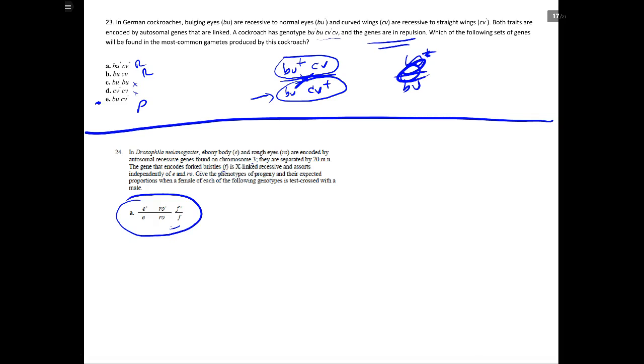Give the phenotypes of progeny and their expected proportions when a female of each of the following genotypes is test crossed with a male. And I just gave you one. So it said each of the following genotypes, but I just thought I'd do one example. Alright, easy enough. So what do we do? We calculate each thing independently. So we have to do a test cross, so it's got to be ERO over ERO, and then it's going to be a male, so it's going to be forked over Y.